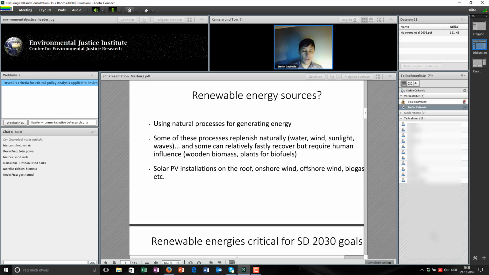So this is basically just to make sure we all know what we are talking about, and also to make a difference between renewable energy sources and why they're so attractive. It's because they use these natural processes, which happen in nature anyway, to generate energy, and are not based on fossil fuels, which are highly polluting and cause diverse environmental problems, including climate change. But we'll come back to that.